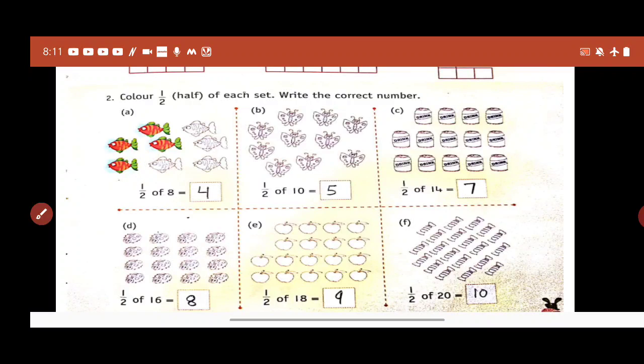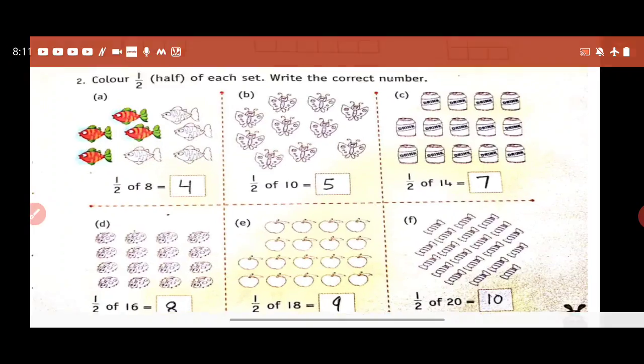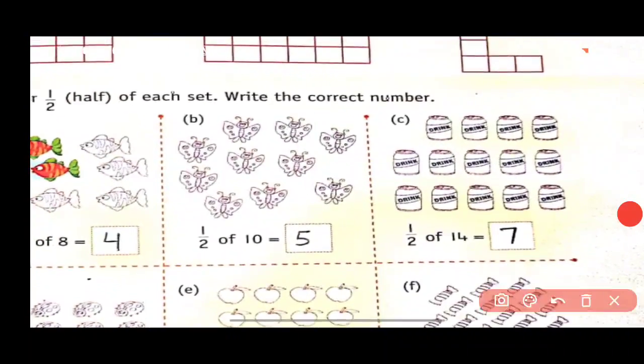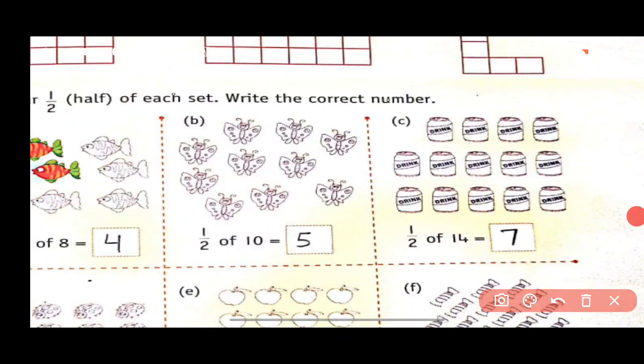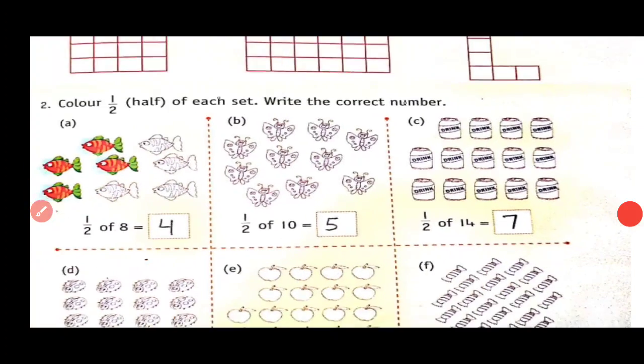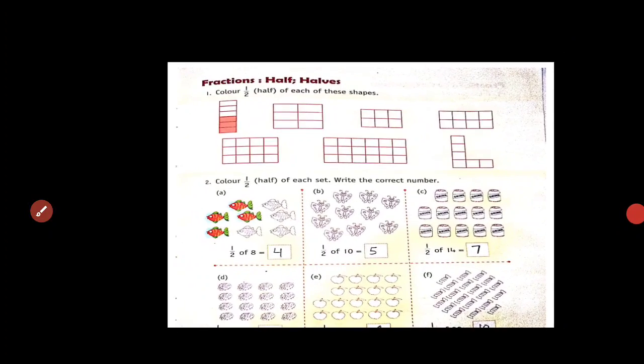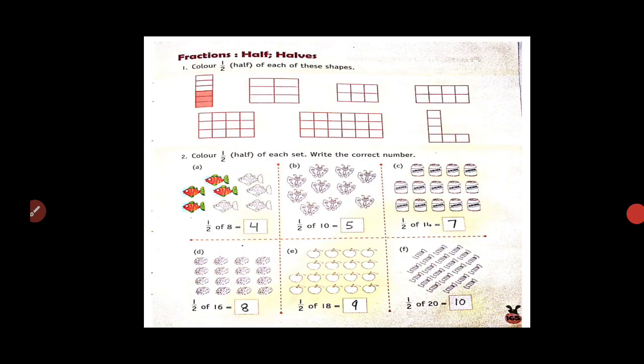There are 10 butterflies and you have to color half of 10. What is half of 10? Yes, it's 5. So you'll be coloring 5 butterflies. Isn't it easy, children? You can use any color of your own choice. So similarly, you have to do all these parts on page 165.